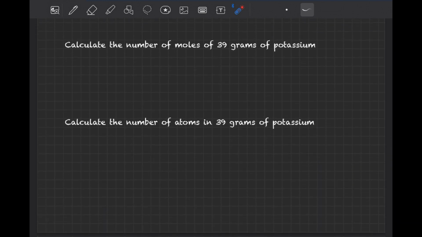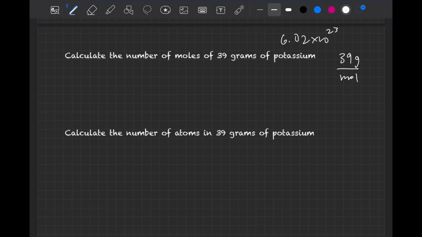Calculate the number of moles of 39 grams of potassium. If you look at potassium on the periodic table, it has a molecular weight of roughly 39 grams per mole. What that tells us is the molar mass on the periodic table: if you were to weigh 6.02 times 10 to the 23 atoms of potassium and put them on a scale, the scale would read 39 grams.